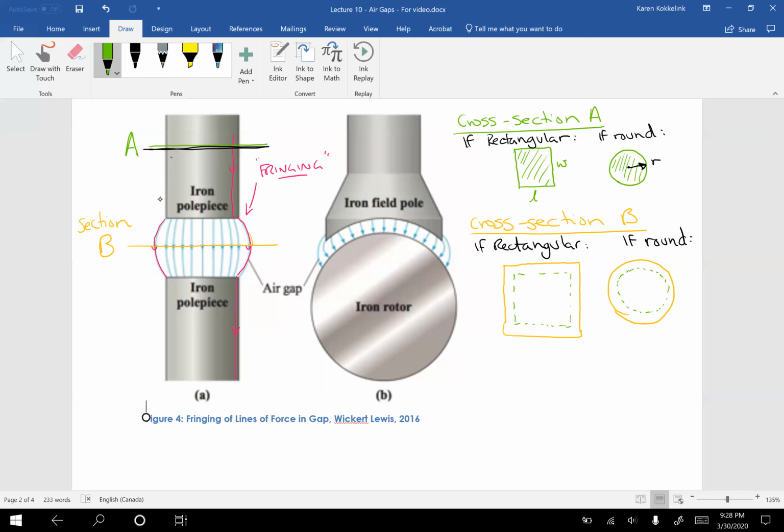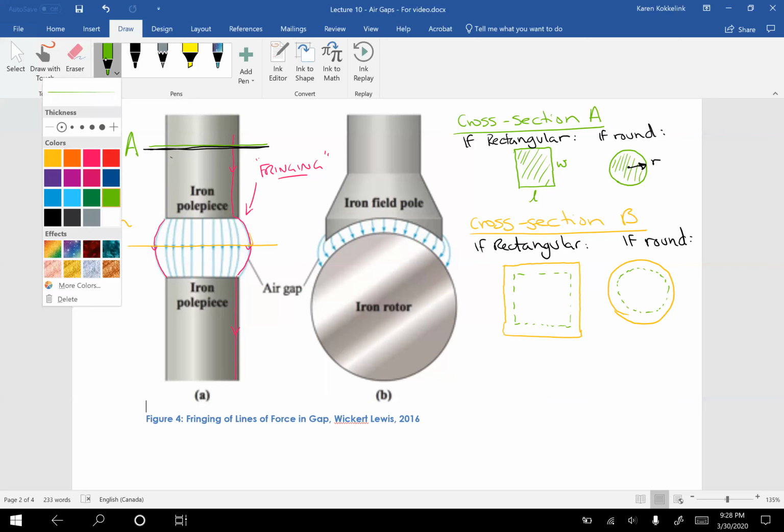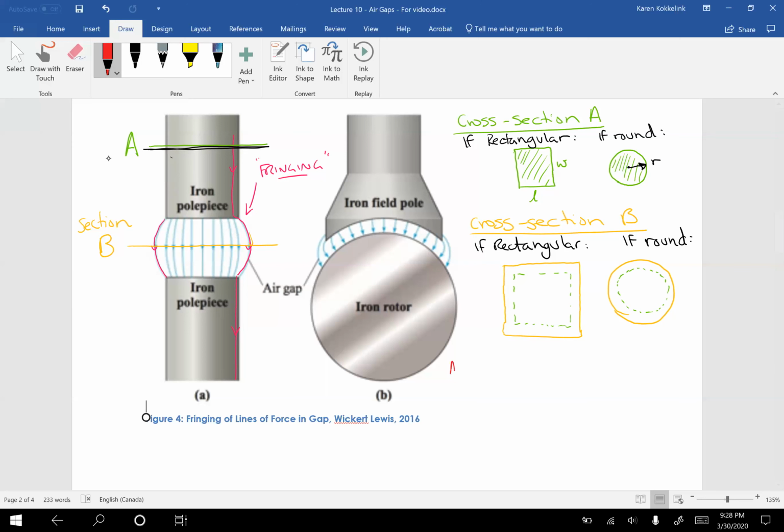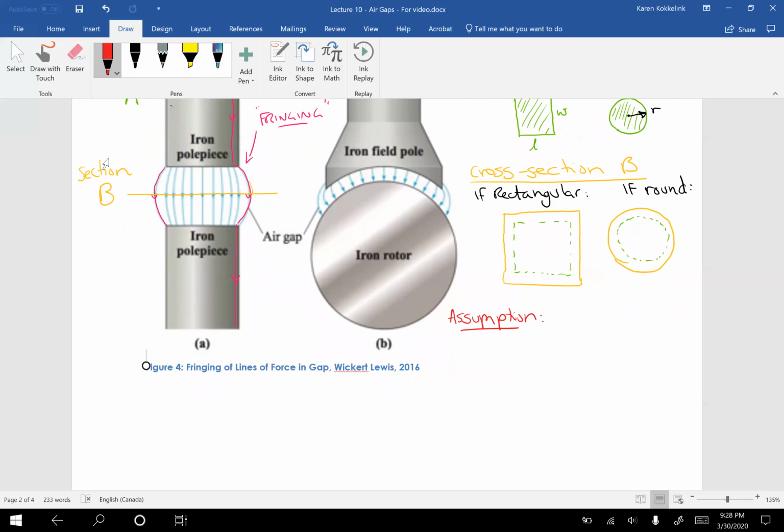Now we make a mathematical assumption. Our mathematical assumption is that the amount of fringing is equal to the length of gap. Assumption. And that's a very important assumption. We say the amount of fringing equals the air gap.